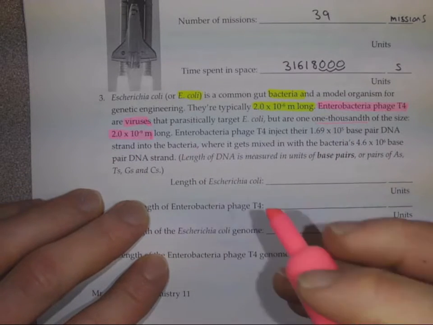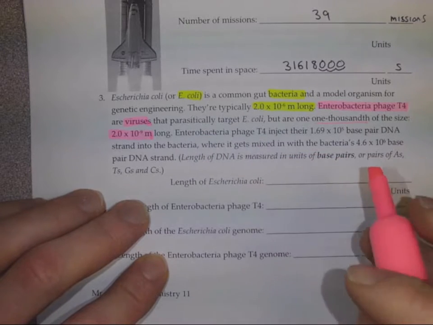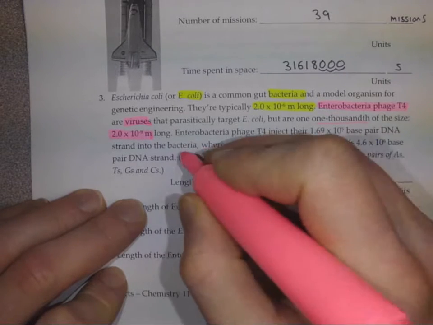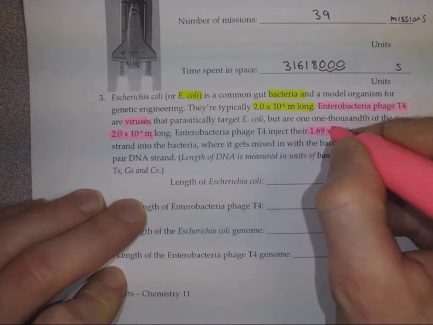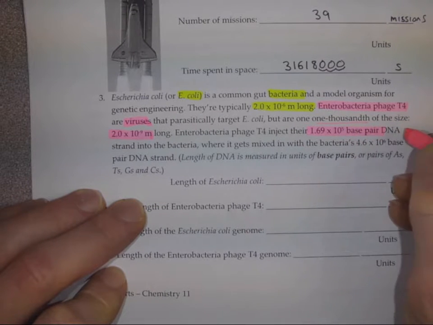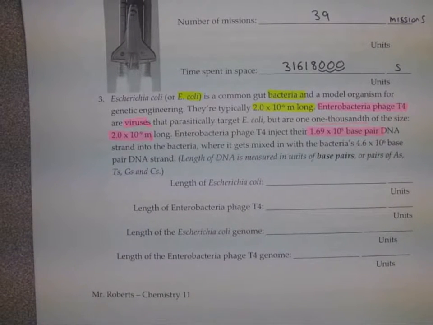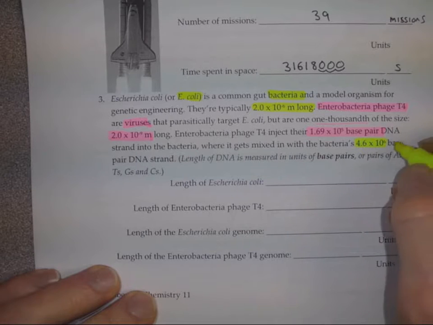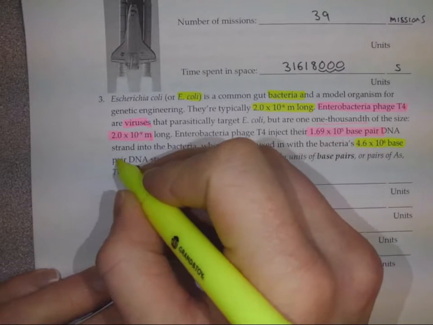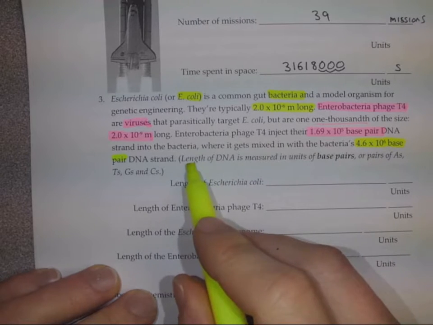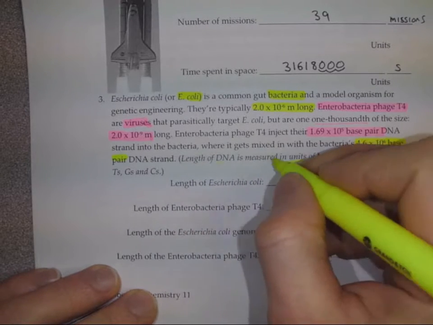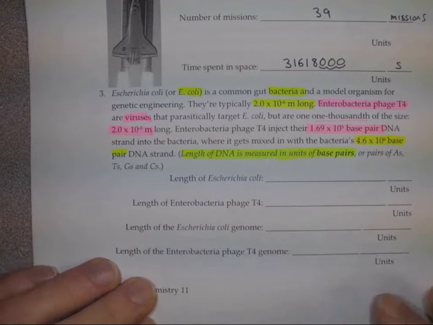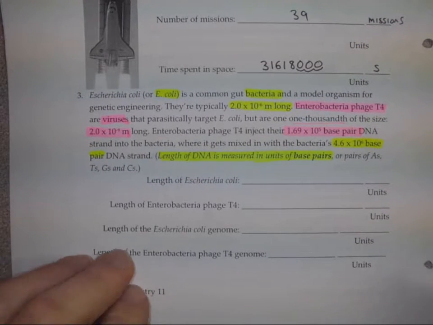Anyways, so our Enterobacteriophage T4 inject their DNA strand into the bacteria. And that's a 1.69 times 10 to the 5 base pair DNA strand. And that's how long the DNA strand is. And it gets mixed in with the bacteria's 4.6 times 10 to the 6 base pair DNA strand. And we see the length of DNA is measured in units of base pair. So that actually seems pretty relevant. And that means pairs of, well, you might have heard of A's, T's, G's, and C's if you learned about DNA or genetics in grade 9 science.